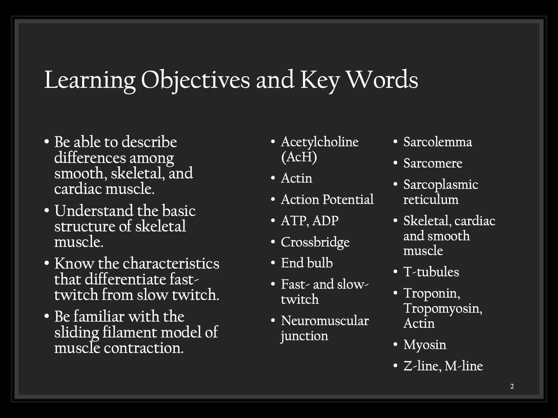After reviewing this chapter, structure and function of body systems, you should be able to describe the differences among smooth, skeletal, and cardiac muscle, understand the basic structure of skeletal muscle, know the characteristics that differentiate fast twitch from slow twitch, and be familiar with the sliding filament model of muscle contractions. Here are also your keywords. If you have any questions on these, please feel free to reach out.